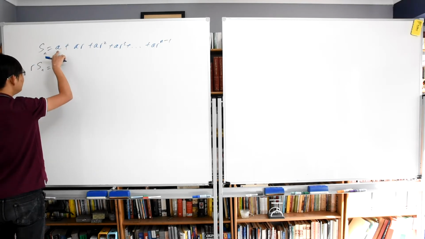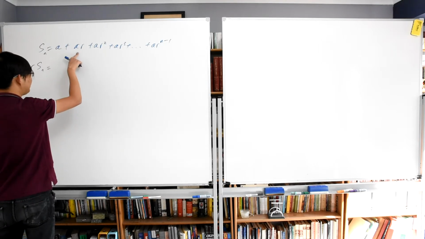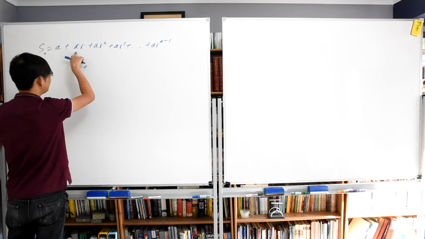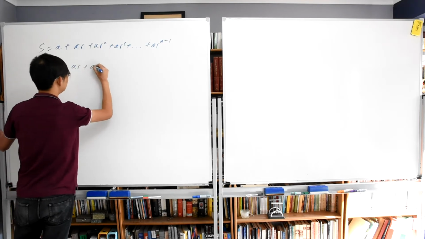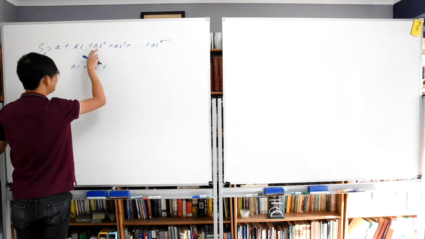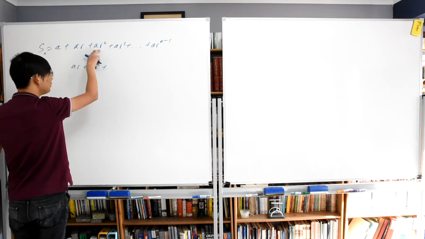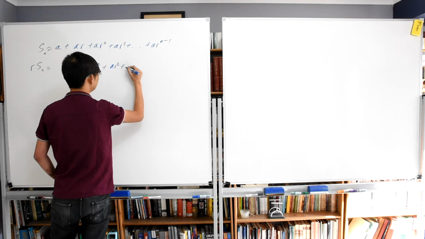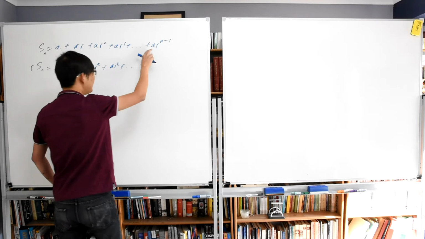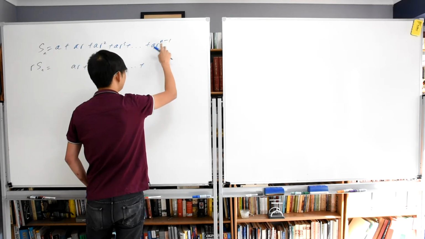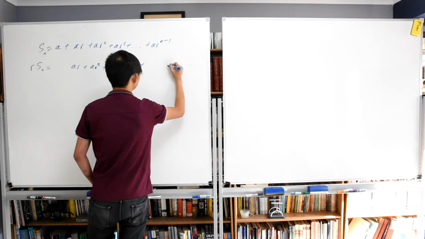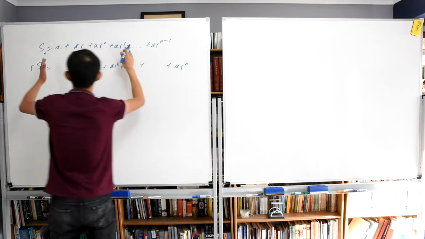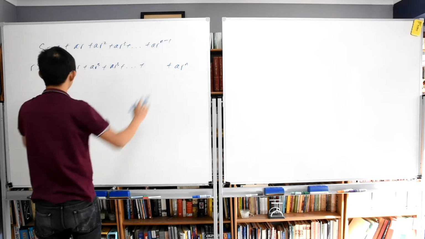So a times r is ar, but we have it in this second position. ar times r is going to be ar squared, but we have it in the third position. And ar squared times r is going to be ar cubed, but we have it in the fourth position. And ar to the n minus 1 times r is going to be ar to the power n. So we're essentially shifting the entire series to the right by one position.